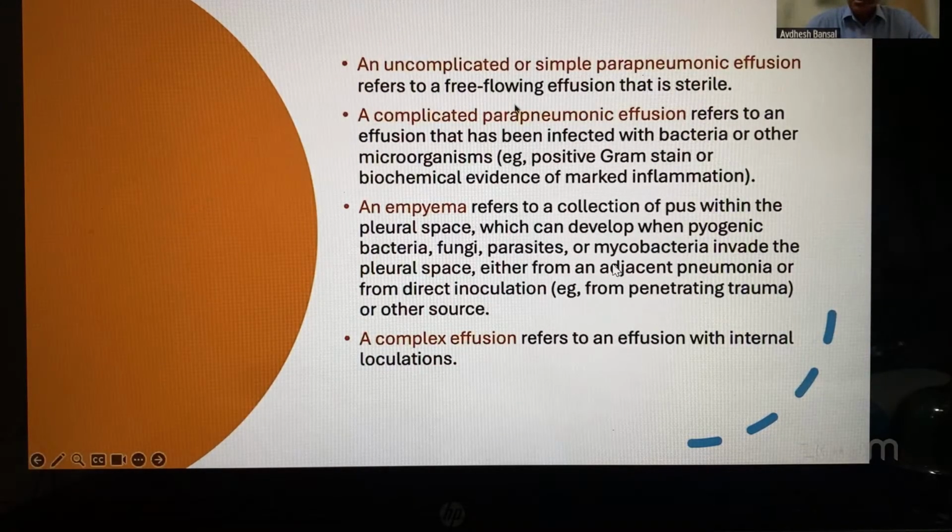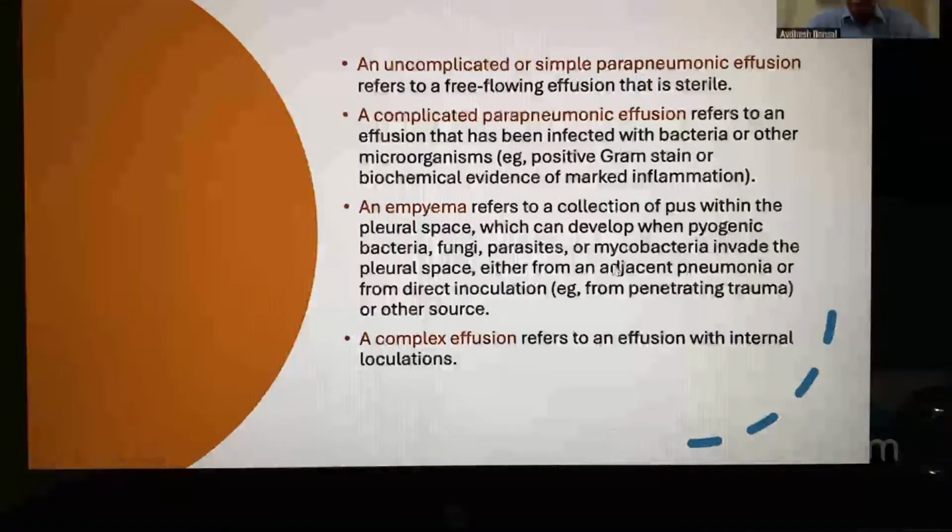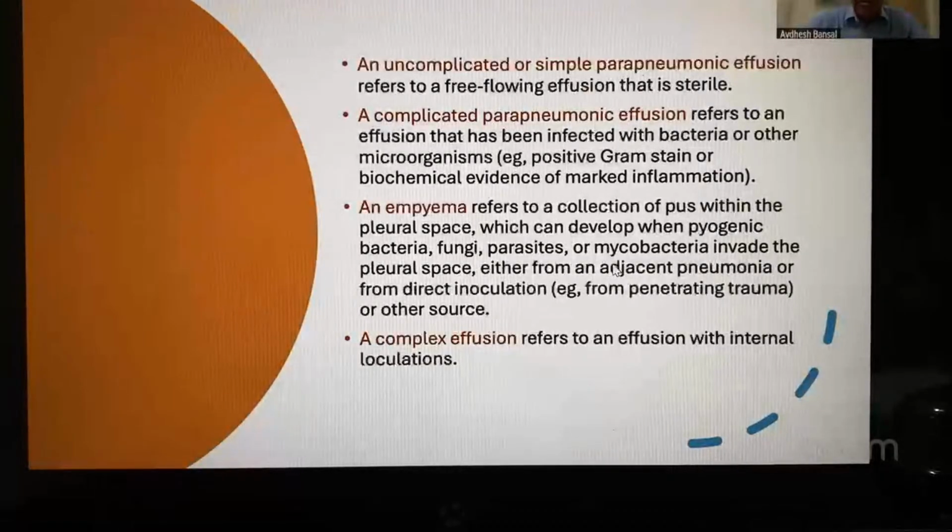So if we look at the terminology, an uncomplicated or simple parapneumonic effusion is something which is free-flowing, and it is sterile. Important thing is that this effusion is sterile. Whereas a complicated parapneumonic effusion refers to effusion which is infected with bacteria or other microorganisms. And empyema as a term refers to collection of pus, so when you aspirate and you see frank pus, that is known as empyema. It could be because of pyogenic bacteria, fungi, parasites, and mycobacteria, which in our country is fairly common.